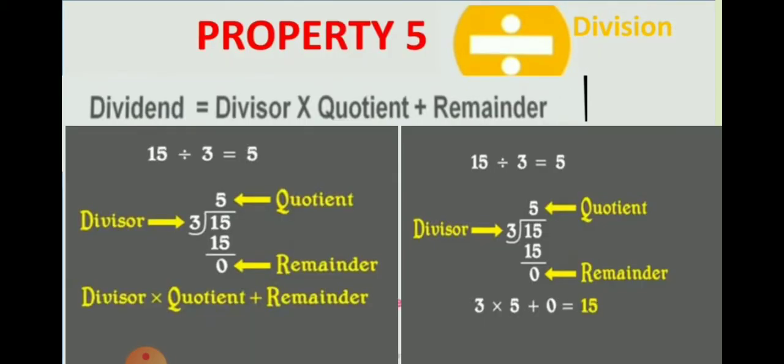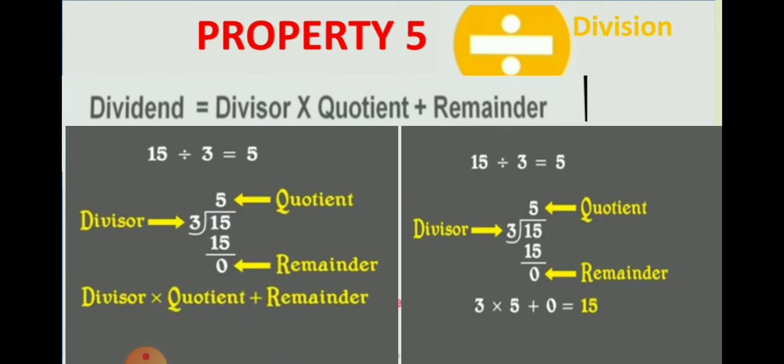Property 5. Dividend is equal to divisor into quotient plus remainder. Students, this is the same property as I told you earlier, that when we have to verify whether we have done division correctly or not, then we use this property. Here you can take a look with the help of an example.